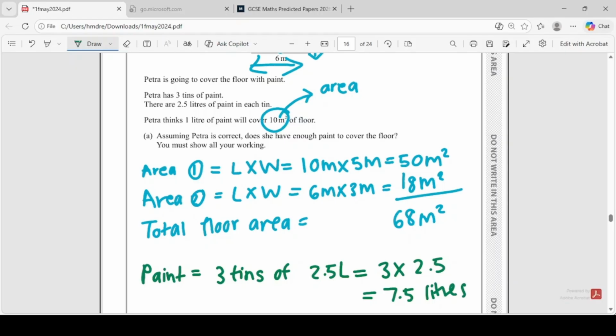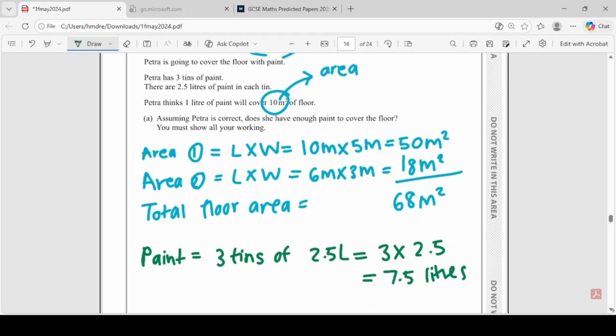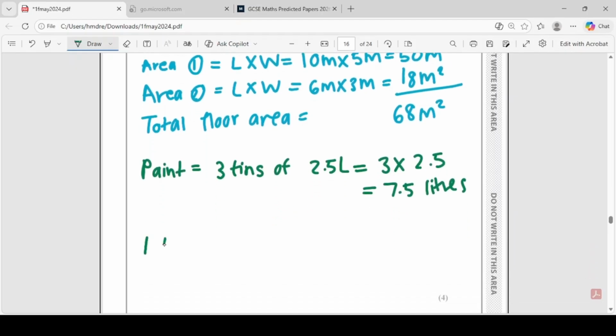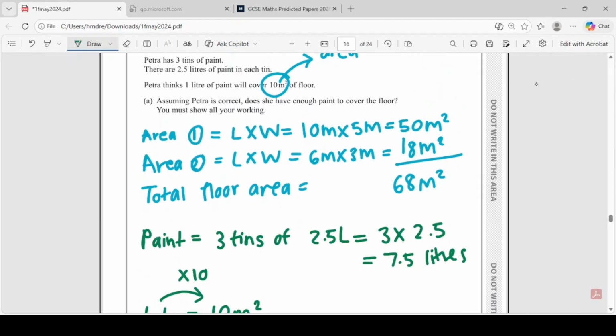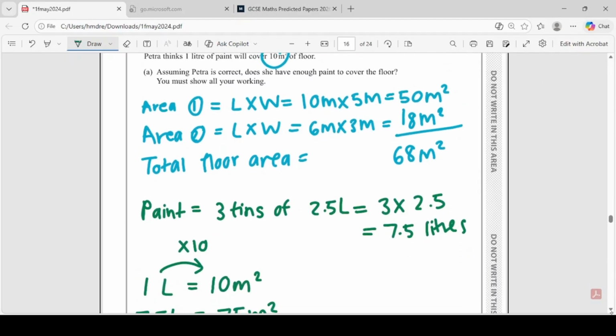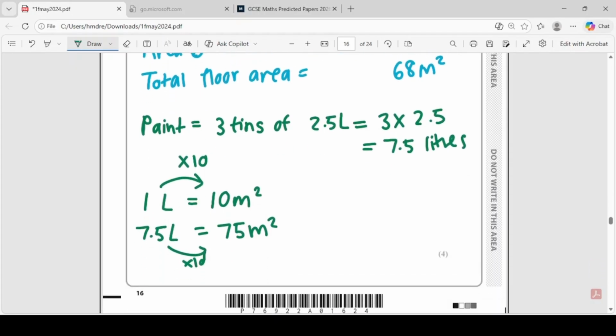She thinks 1 liter of paint will cover 10 square meters. So that means if we've got 7.5 liters, what we're doing here is just times 10. So she can cover 75 square meters of floor. And the question then is, assuming she's correct, does she have enough paint to cover the floor? And she does. So let's put that down.